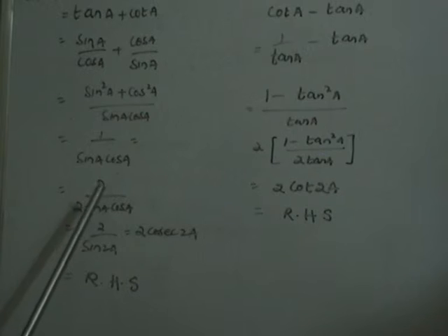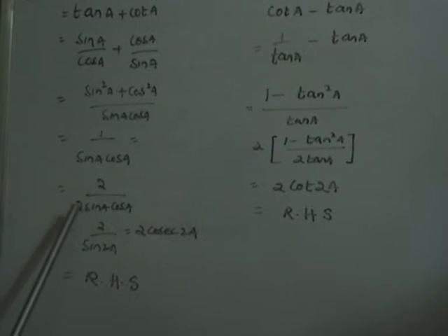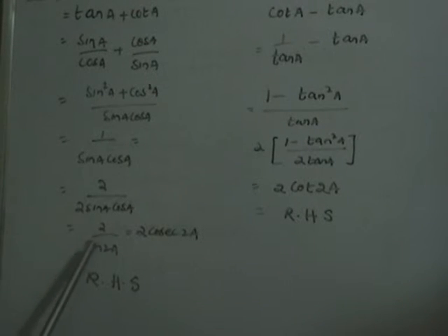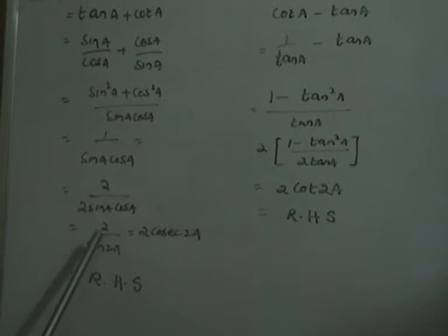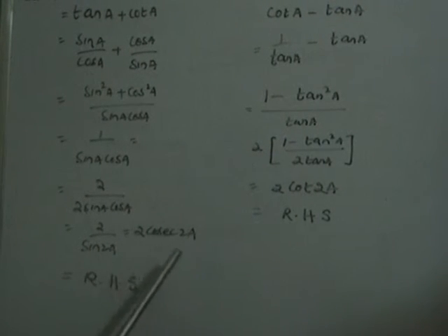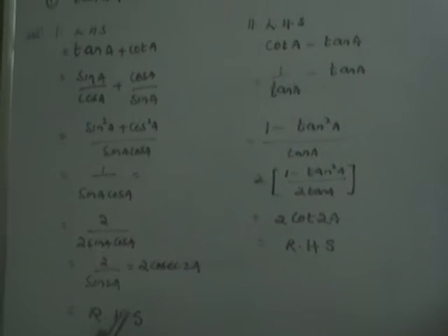Now multiply and divide it by 2, giving 2/(2 sin a cos a). 2 sin a cos a is nothing but sin 2a. Therefore, it is 2/sin 2a. 1/sin 2a is nothing but cosec 2a. Therefore, it is 2 cosec 2a, which is the required right hand side.